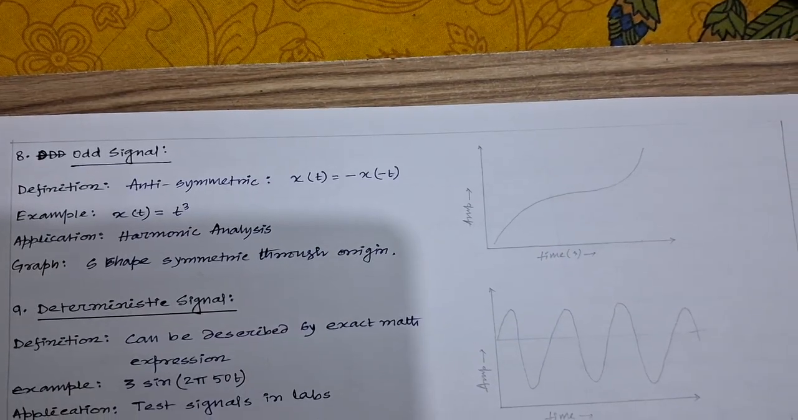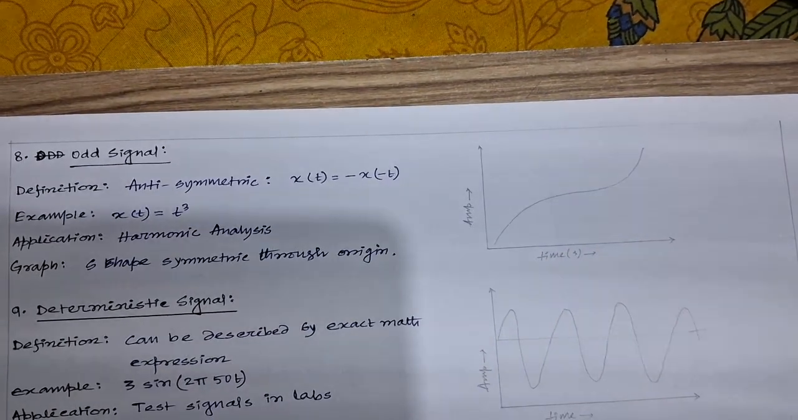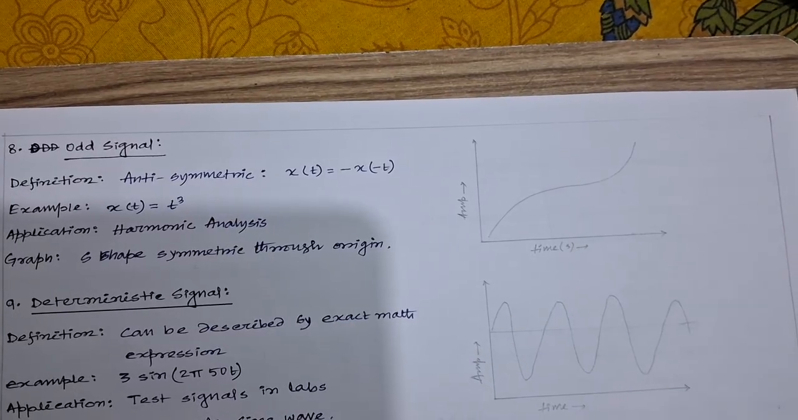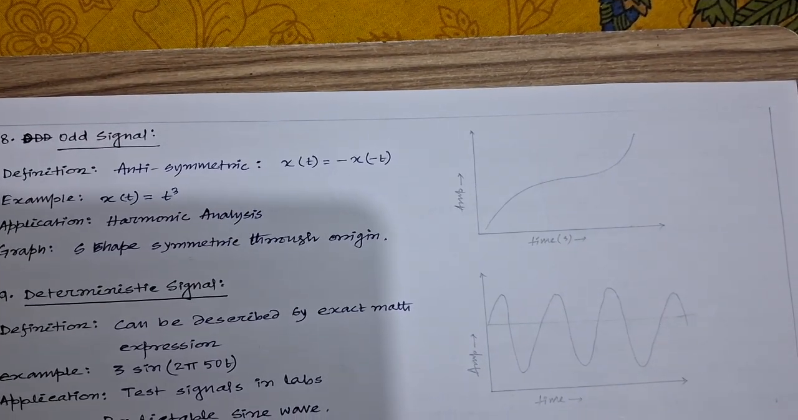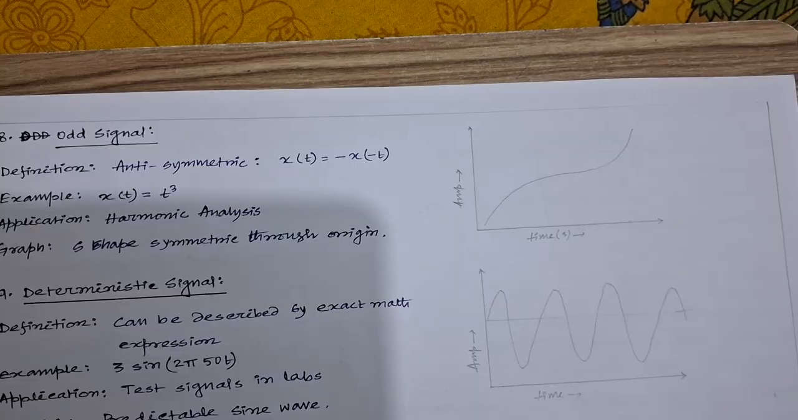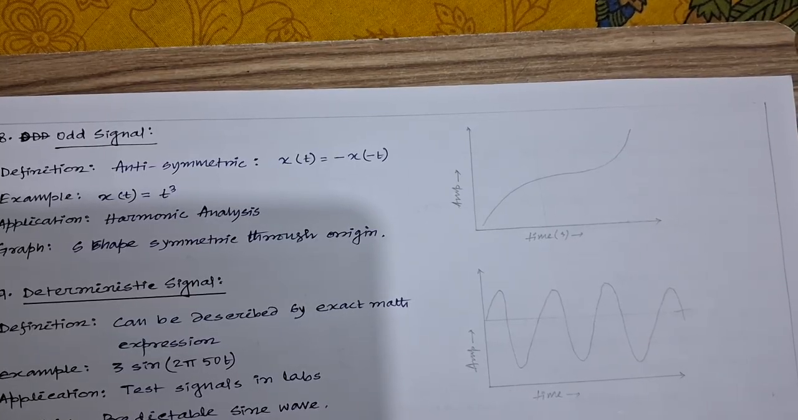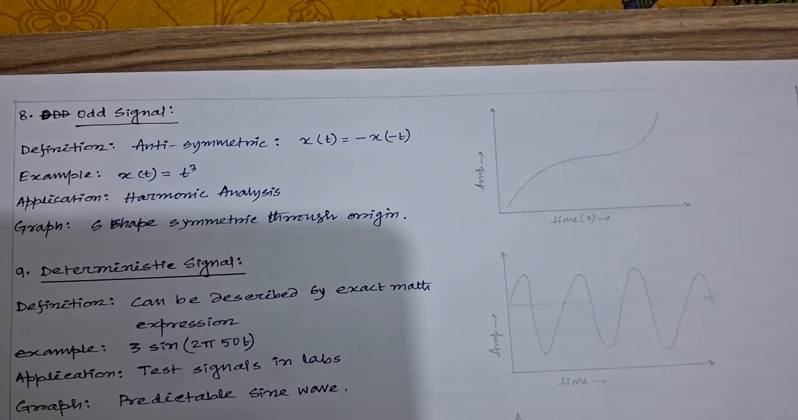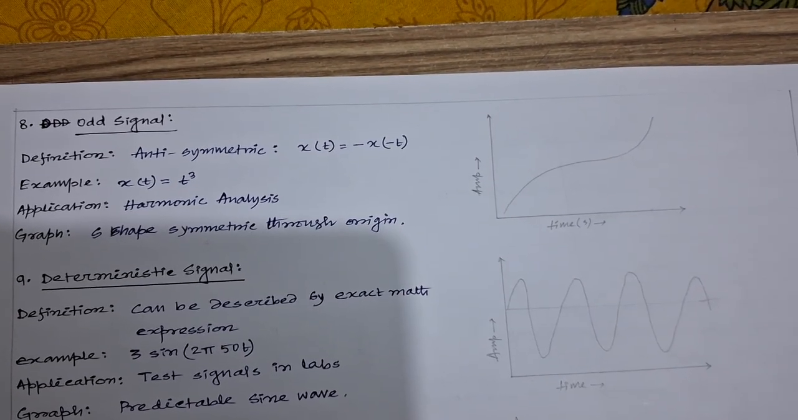Let us talk about odd signal. An odd signal is antisymmetric: x(t) = −x(−t). Example is t³. Odd signals are also important in signal decomposition. They contain only sine terms. A real life application would be harmonic analysis.